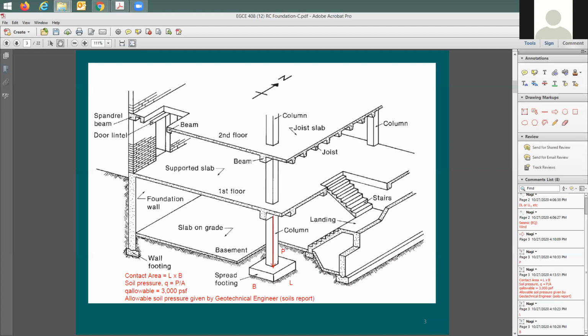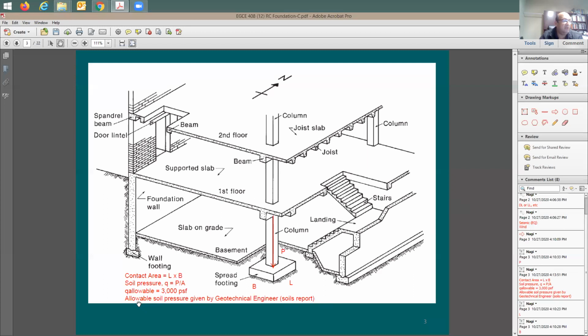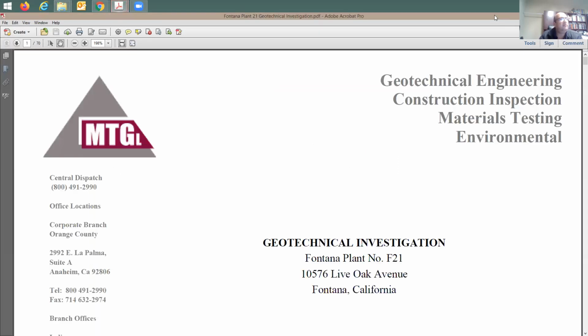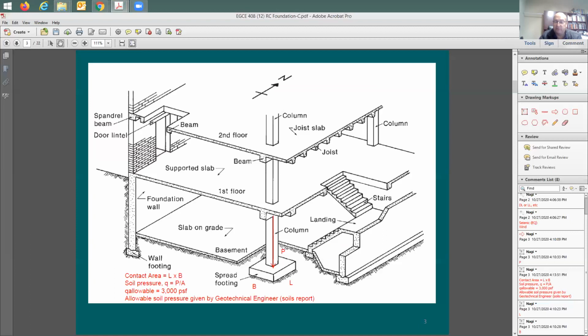Okay. So for me as a structural engineer, I don't develop the soils report. I don't go there. I don't take samples. But people work in the geotechnical engineering field. This is what they do. This is their business. Let me show you here something real quick. Here's a soils report developed for a site.